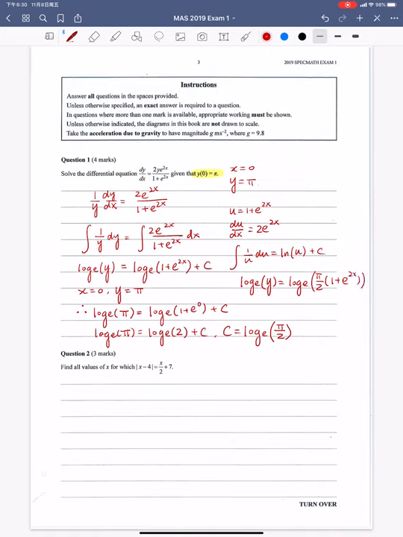Because the question does not specify the form of the solution, I could just leave the answer like that, but let's just cancel log e both sides, and we will have y equals half pi (1 plus e^(2x)). All right?